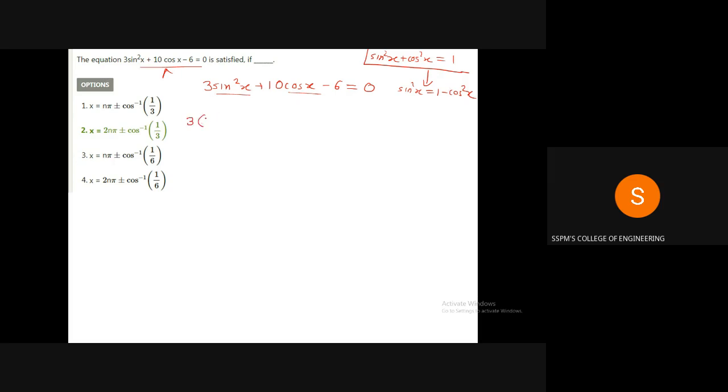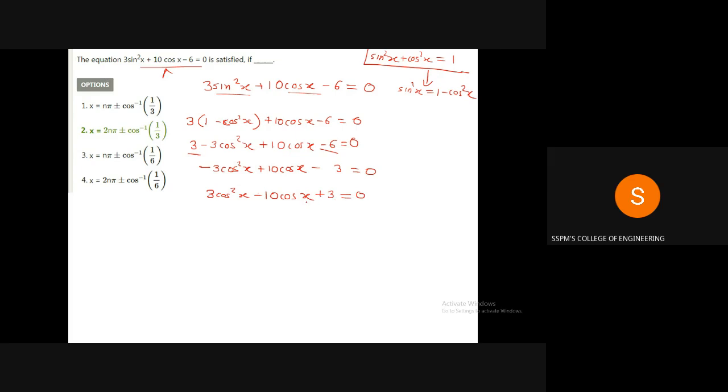We will get 3 into 1 minus cos square x plus 10 cos x minus 6 equals 0. If we multiply this 3 into the bracket, we have 3 minus 3 cos square x plus 10 cos x minus 6 is equal to 0. So this 3 and this minus 6, they can be added. So we will get minus 3 cos square x plus 10 cos x minus 3 is equal to 0. If we multiply the whole equation by minus 1, we have 3 cos square x minus 10 cos x plus 3 is equal to 0.